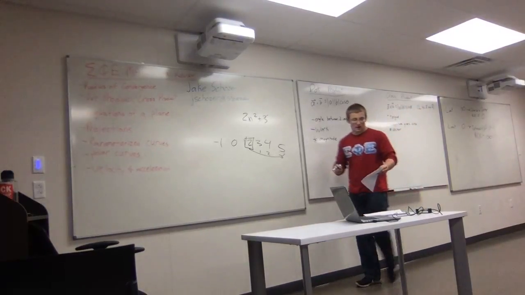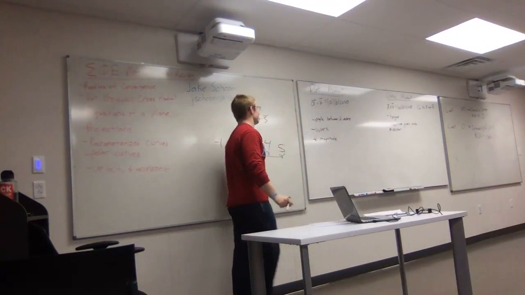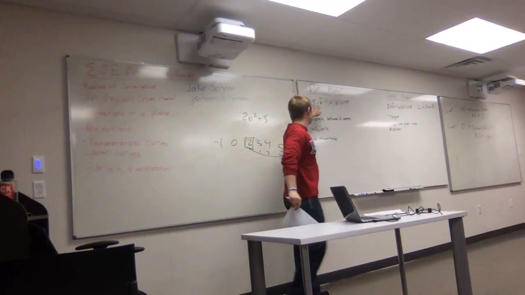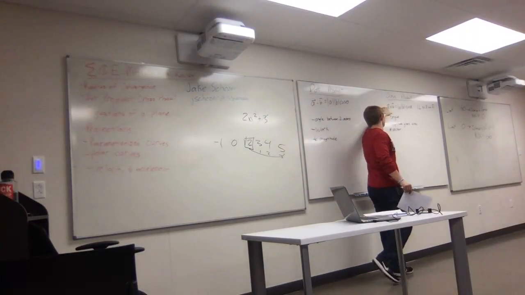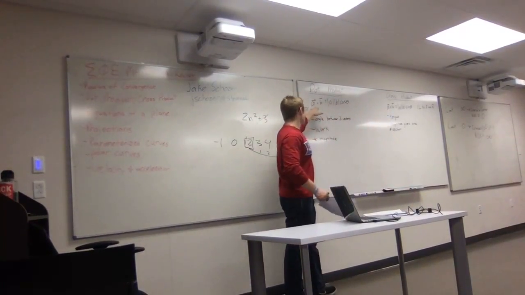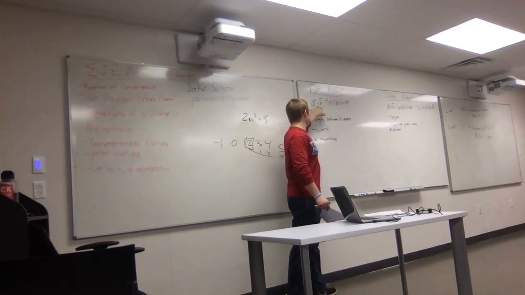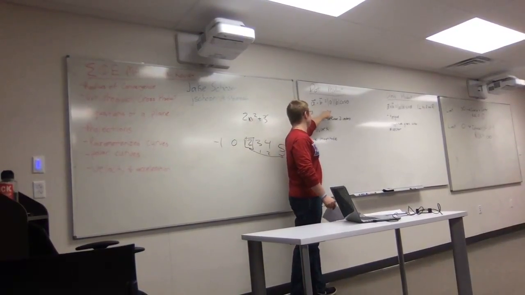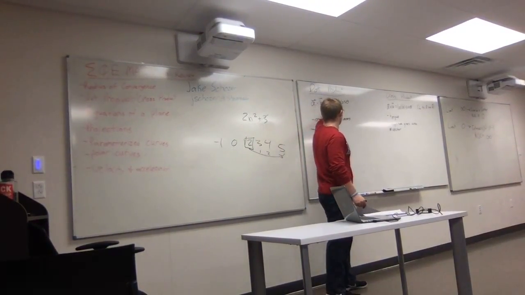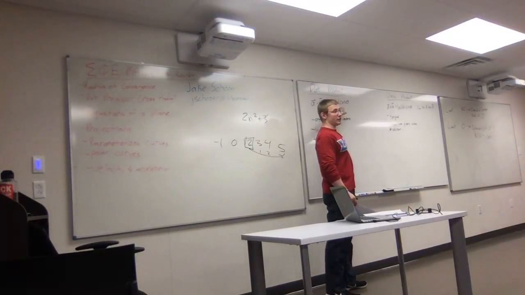Okay, so we got dot product, we got cross product. These are the formulas that you really need to know for each one. So for dot product, some vector A dot vector B, the way that you calculate the value is the magnitude of A times the magnitude of B times cosine theta.